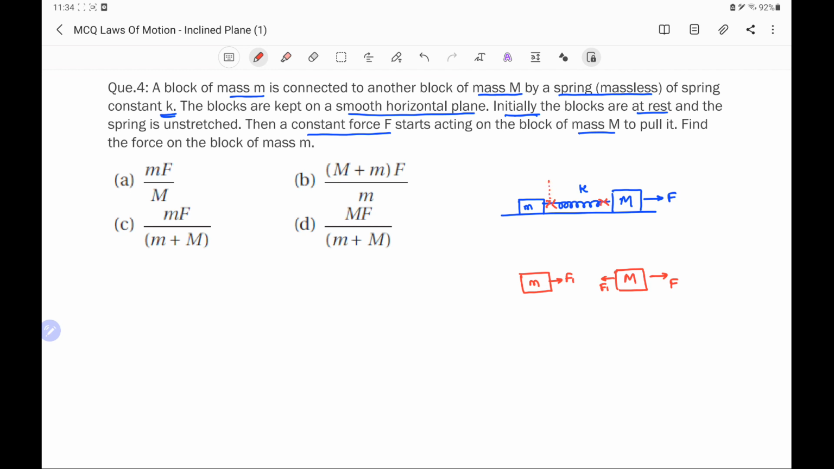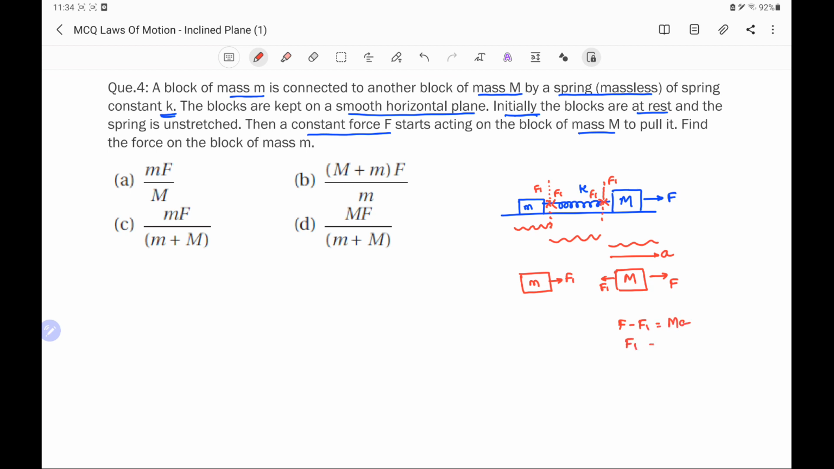So the force acting on the mass m is given by this. This is the force acting on the spring and this is the force acting on the block capital M. This is the F1. Here is also F1. So we can write, if the system is moving with an acceleration a, then F minus F1 equals Ma.